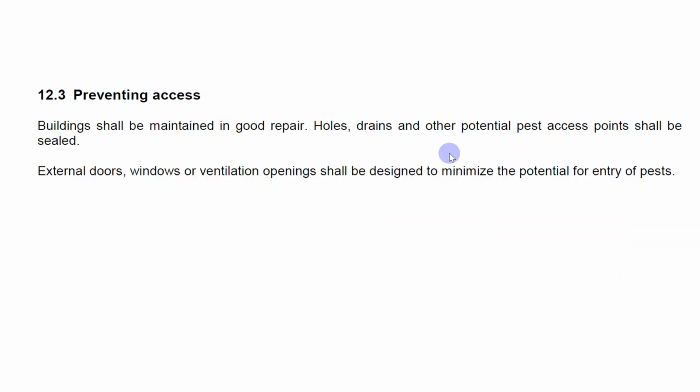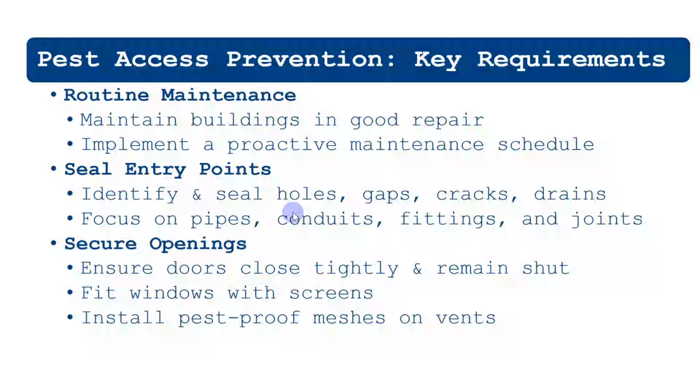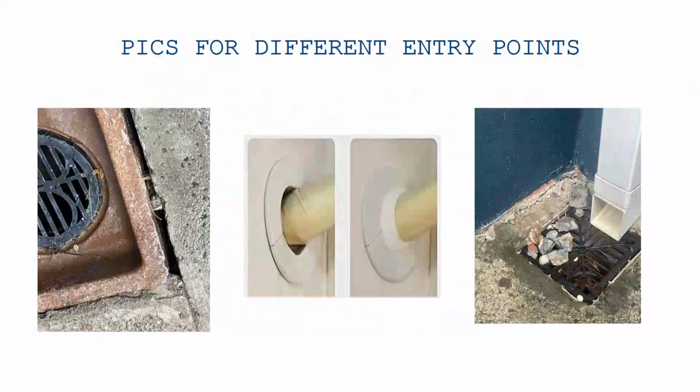Now the third clause is preventive access. This clause focuses on preventive measures to stop pests from entering the facility. First, routine building maintenance with no cracks, gaps, or openings. Second is sealed pipe and drain entry points. Third is coverage of the drainage system. And then windows, exhaust fans, and openings fitted with mesh screens. It's a must-have. I used some pictures just to show you.